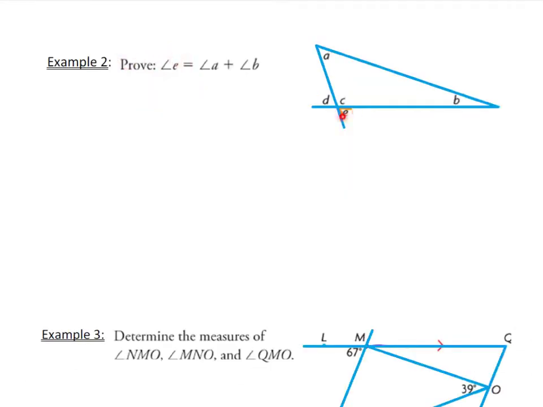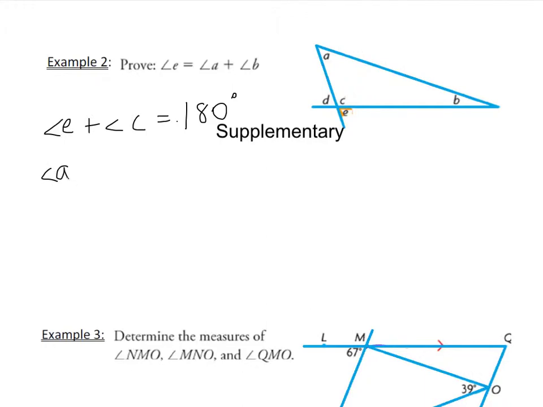Prove that angle E is equal to angle A plus angle B. Alright, so we don't have any measurements. As you can see, we have all letters. So we're just going to have to use the angle properties to prove this example. Alright, so the way we can start this off is that angle E plus angle C equal to 180 because supplementary. Two angles on the same line are supplementary. Also, angle A plus angle B plus angle C also equals 180 because angles in a triangle.